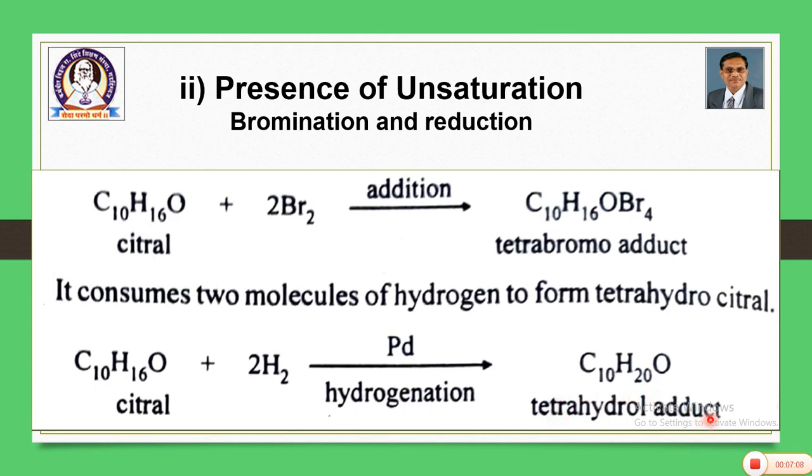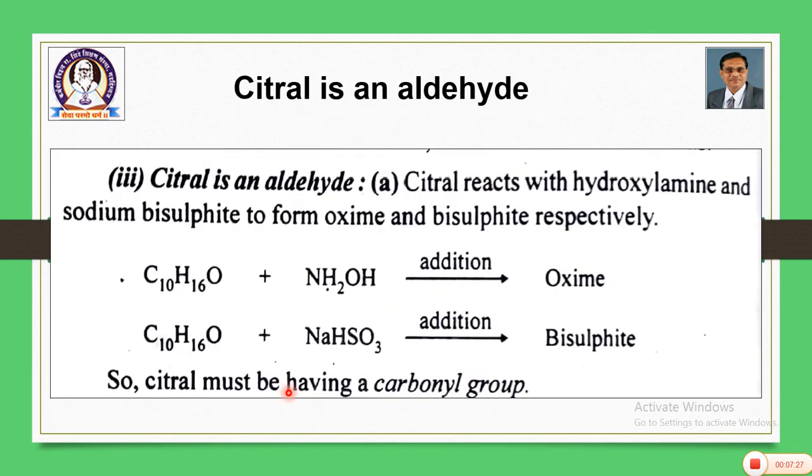So, it is a tetrabromo adduct, it is a tetrahydro adduct. So, this means in case of citral, unsaturation is there, and this unsaturation, as it consumes 2 bromine molecules, that is 4 bromine atoms, or 2 hydrogen molecules or 4 hydrogen atoms, the unsaturation is of having 2 double bonds. Next, citral is an aldehyde. How will we explain? So, aldehyde is basically a carbonyl compound, it is a carbonyl group.